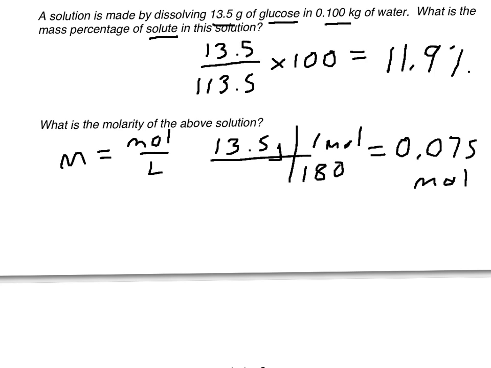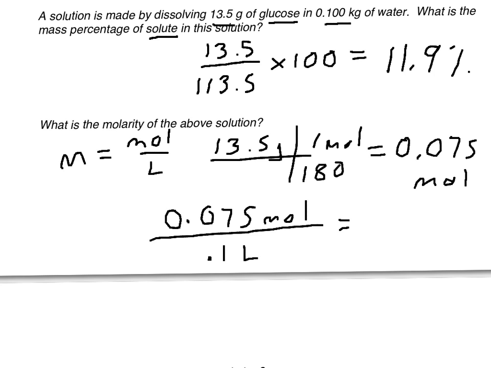We're going to take that moles, we're going to divide it by liters. The density of water is 1 gram per milliliter. So that means that 0.1 kilograms is the same as 0.1 liters of water. When we do this, we get 0.75 molarity, 0.75 molar solution.